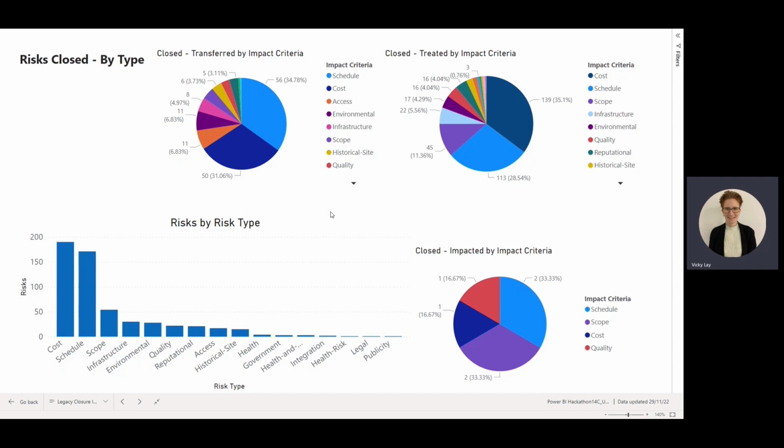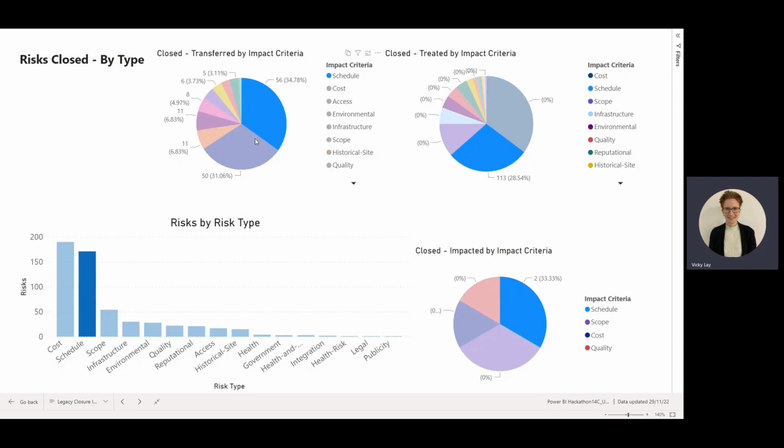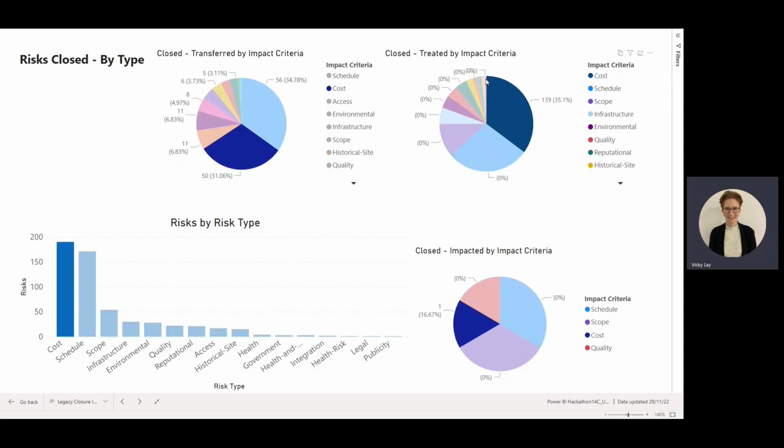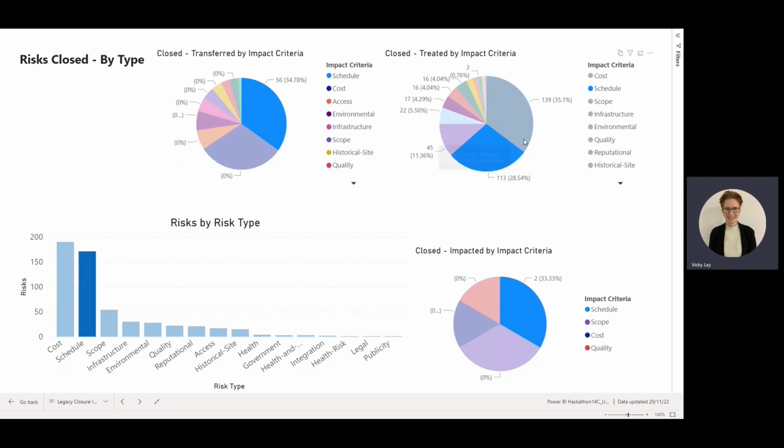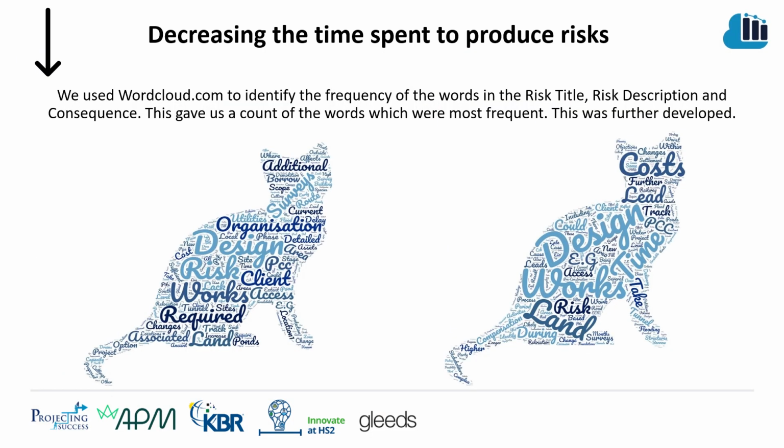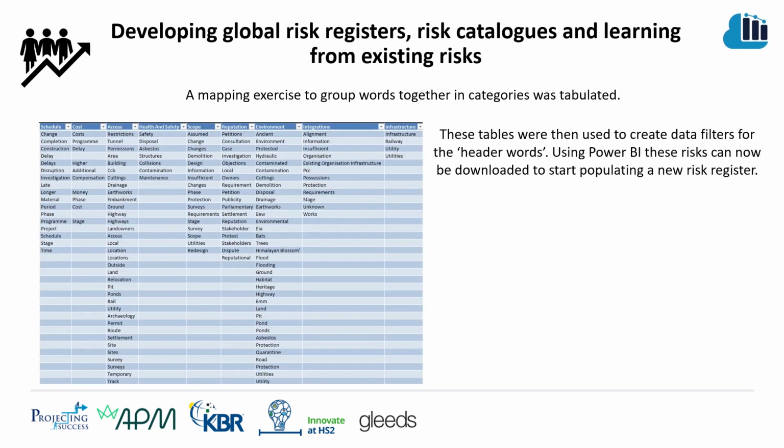We also had a look at the risk types by closure criteria, and you can see that those transferred were significant schedule and cost risks, and those treated were also cost and schedule. So we don't yet have machine learning as a skill in our database. We used wordcloud.com to identify the frequency of the words in the risk title, the risk description, and the consequence, which gave us a count of the words which were most frequent. A mapping exercise to group the words together in categories was tabulated. These tables were then used to create data filters for the header words. This was used in Power BI, and these risks could then be downloaded to start populating a new risk register.